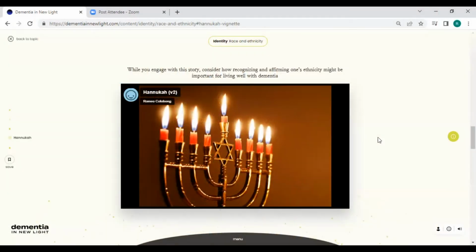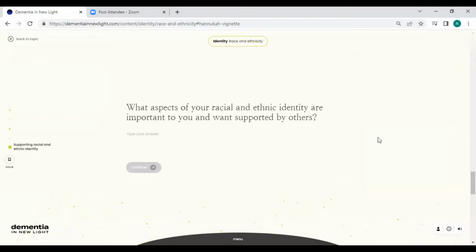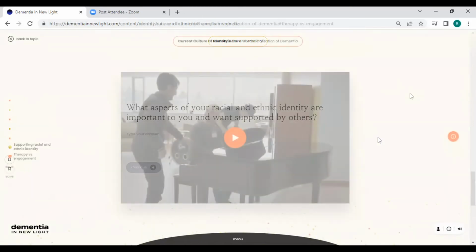This story shows how recognizing and affirming one's ethnicity is an important aspect of one's identity, and no less for people living with dementia. We then ask learners what aspects of your racial and ethnic identity are important to you and want supported by others.